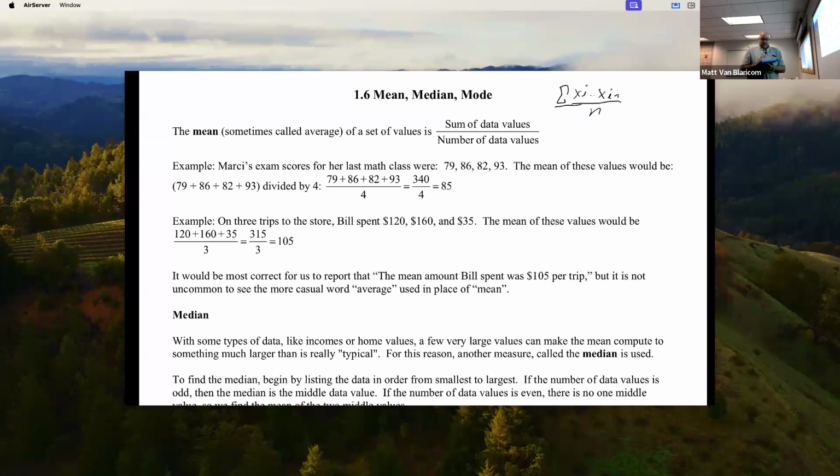So here in this example, they said, okay, here we have 79 plus 86 plus 82 plus 93. They got 340, and that would be divided by 4. We do the same thing here. This is just fancy speak for the exact same thing. We're just going to take all of the data points, find their sum, then we're going to divide them by the total number. So don't let this scare you. And remember, if you're taking a GED test, you can find this on the formulas sheet.